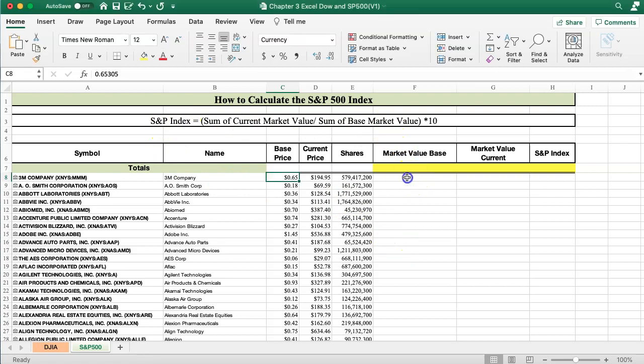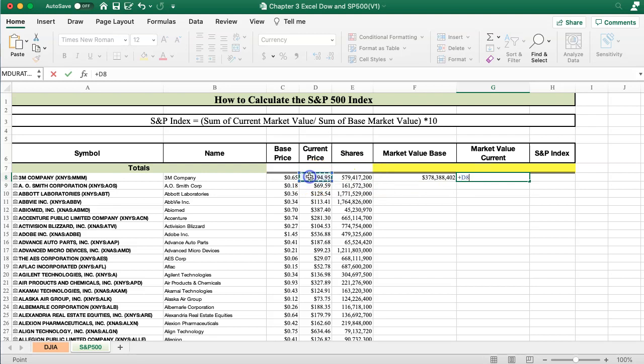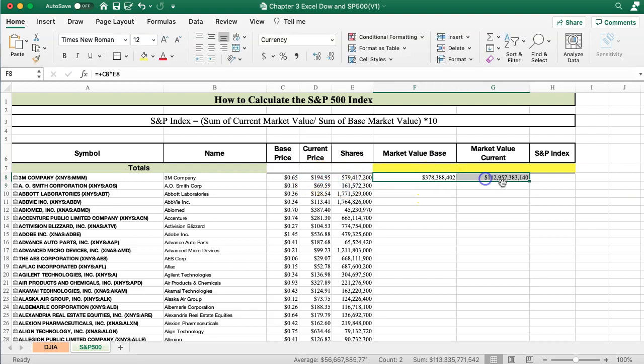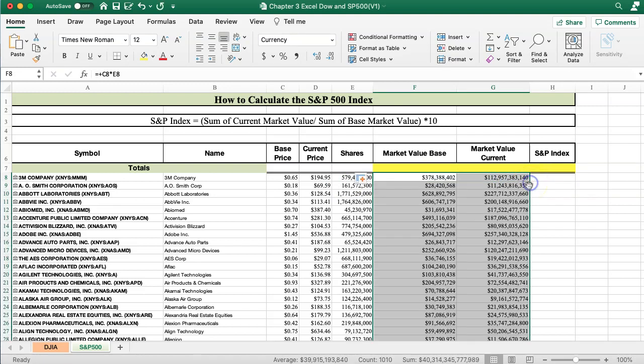Okay, to calculate the S&P 500 index, we have the formula up here. First I'm going to calculate the market base value, which is the base price per share times the outstanding shares. Then I'm going to calculate the current market value, taking the current stock price times the outstanding shares. I'm going to highlight these two, wait for the white plus to turn to a black plus, double click, and bring all these formulas lower.